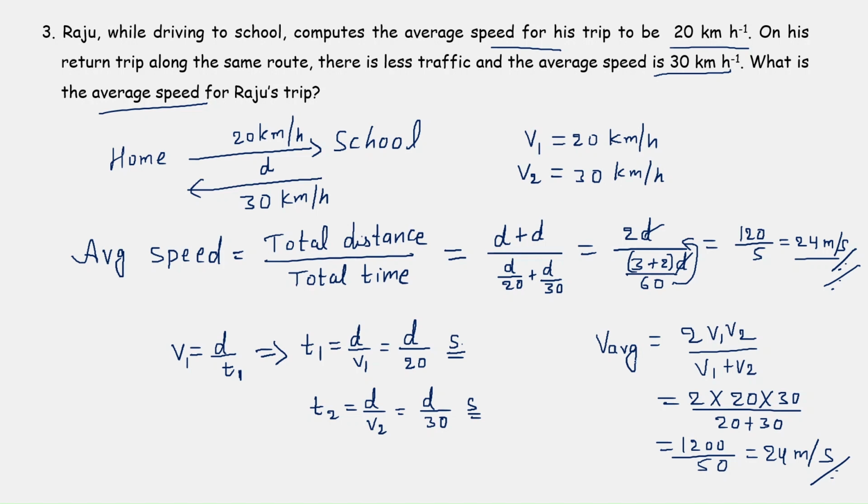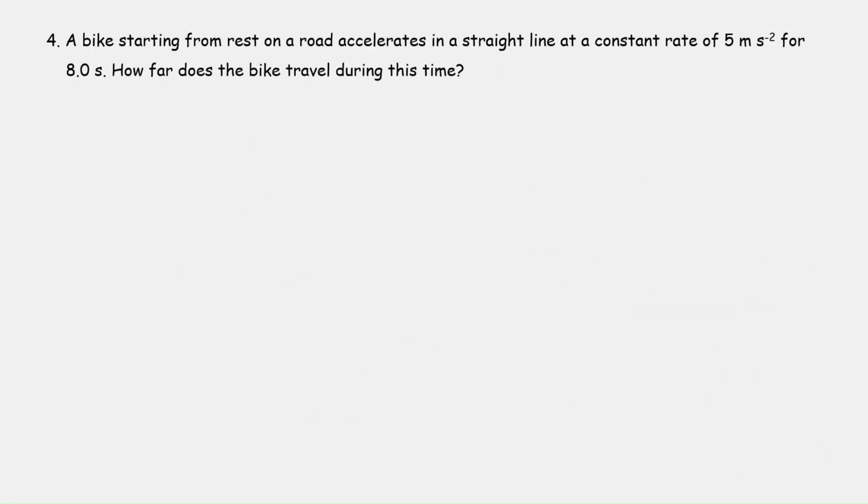So these are the two different methods to find out average speed whenever they have given average speeds. That is the correct method. You can use any of these methods to obtain average speed or average velocity in this kind of situation. So don't mess up with v1 plus v2 by 2. Okay, so be careful. Next, here is our fourth question.